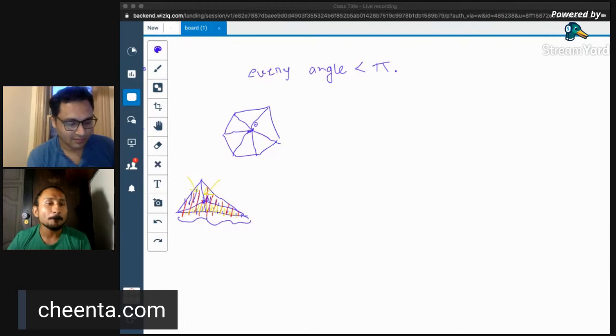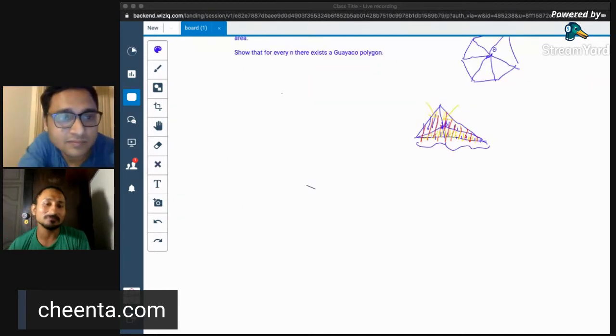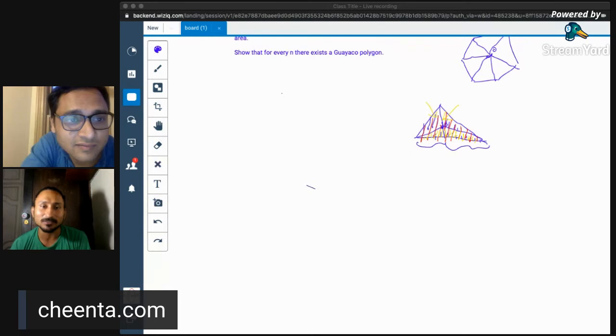The reason I wanted to discuss this problem is because this is a departure from the regular way of thinking. Usually we draw a diagram and we try to construct something, we try to see angles, etc.